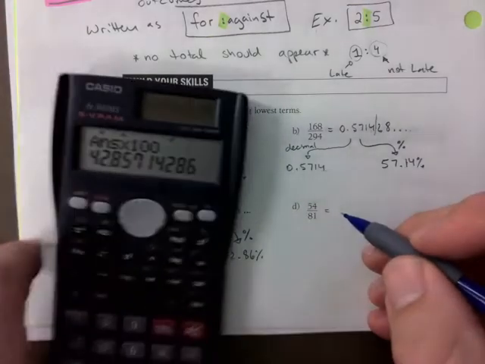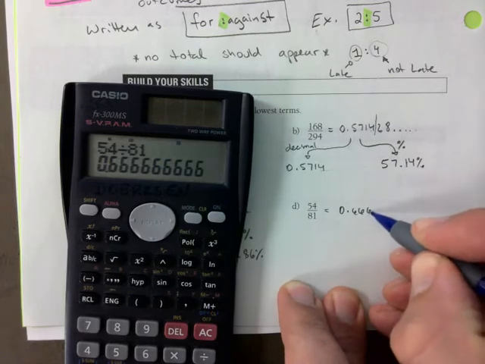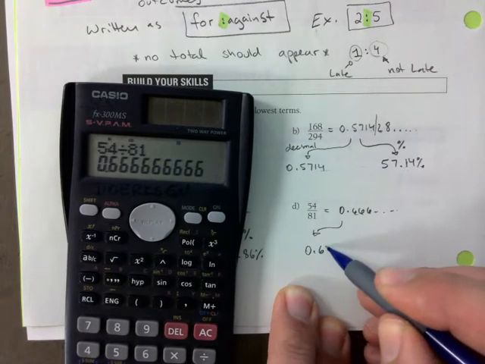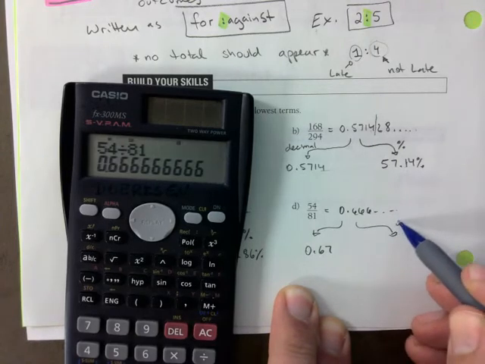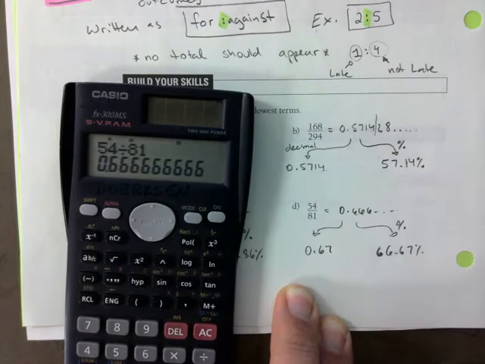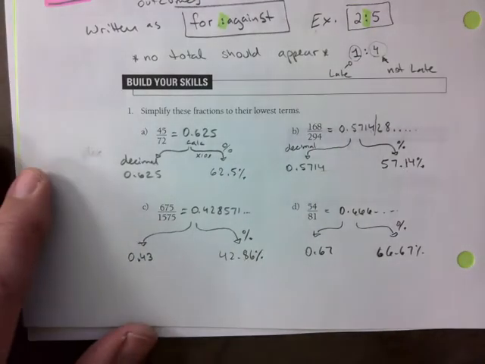Here, another one, 54/81. 0 point, keeps going, right? So that would be 0.67 as a decimal. And if you want a percentage, right? There you go. So I hope you understand that. It's not too bad, is it?